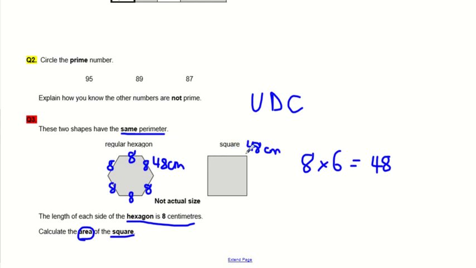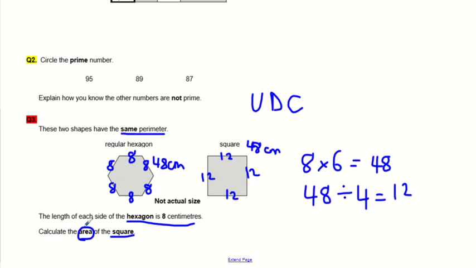So that means if I was to add up these 4 sides, it would total 48. So I've got to share the 48 equally between the 4 sides. So 48 divided by 4 is 12. So therefore I know that this side is 12. This side will also be 12. This side would be 12. And this side would be 12 centimetres.